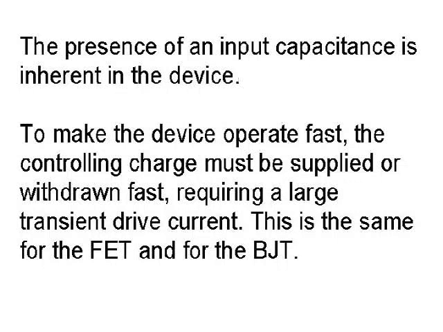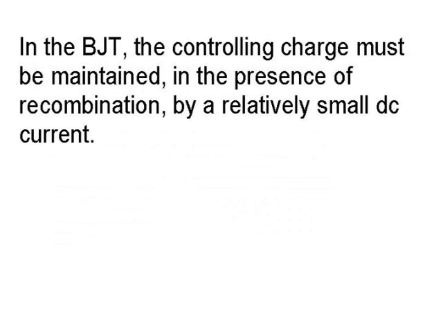To make the device operate fast, the controlling charge must be supplied or withdrawn fast, requiring a large transient drive current. This is the same for the FET and for the BJT. In the BJT, the controlling charge must be maintained in the presence of recombination by a relatively small DC current.